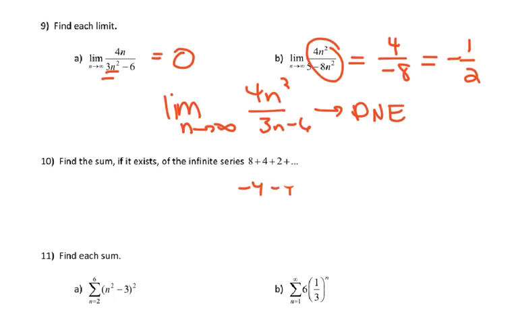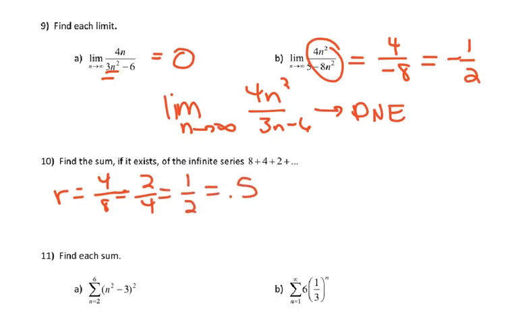So it's not arithmetic. So it's probably geometric, as long as 4 over 8 is the same as 2 over 4. So the second term divided by the first term has to be the same fraction as the third term divided by the second, which it is. It's 1/2.